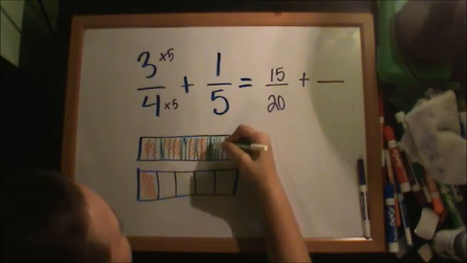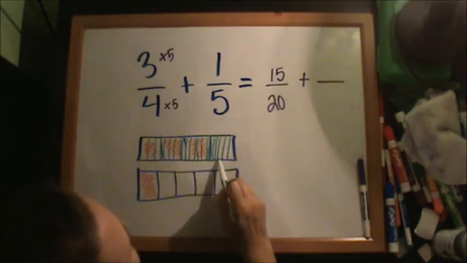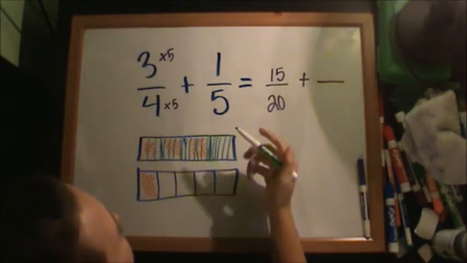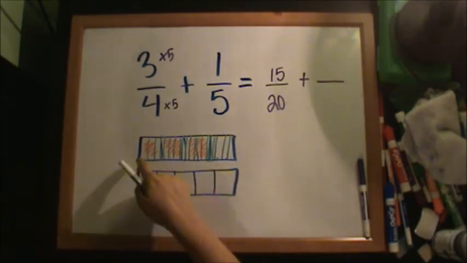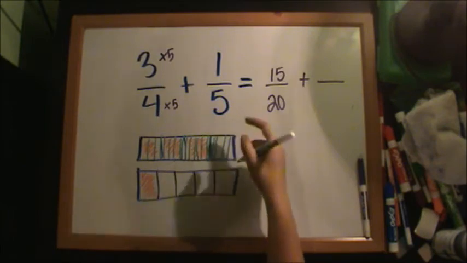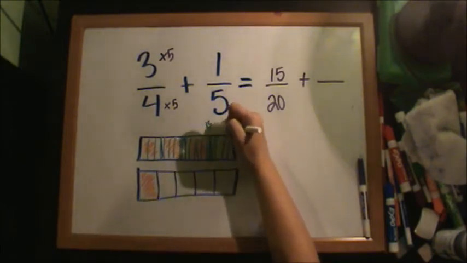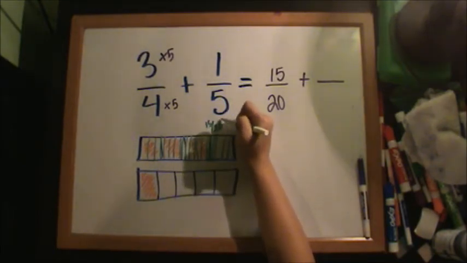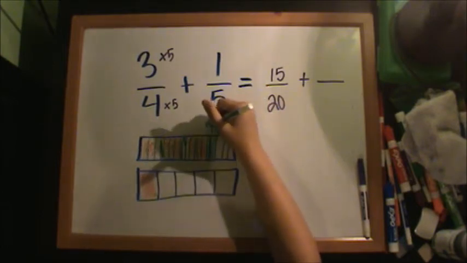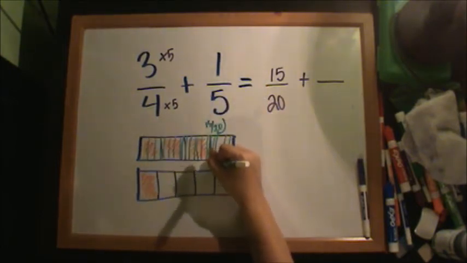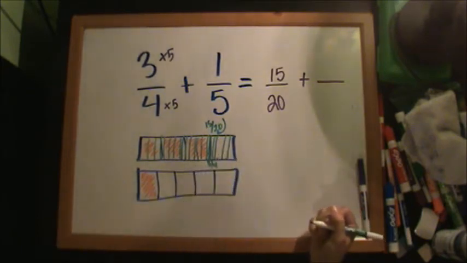Oh, look at that. Almost perfect, but not quite. So I divided this into 20ths. Now we see that 15/20 is the same as 3/4, if my drawing was to scale.